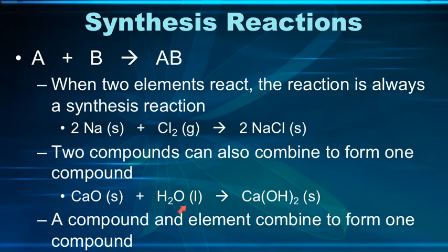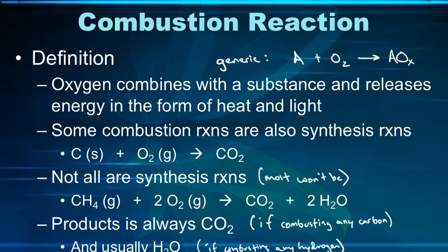You can also have two compounds becoming one compound. That's also possible. Okay, so CaO plus H2O giving you Ca(OH)2. That's possible. You can also have a compound and an element combining to form one larger compound. With this example, 2SO2 plus O2 yielding 2SO3. Okay, but the big thing here about how to recognize if something is a synthesis reaction is you've got multiple things becoming one thing.